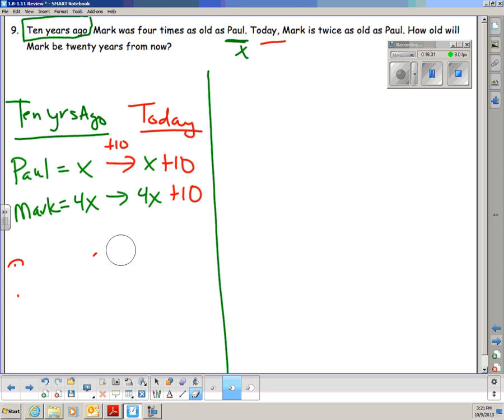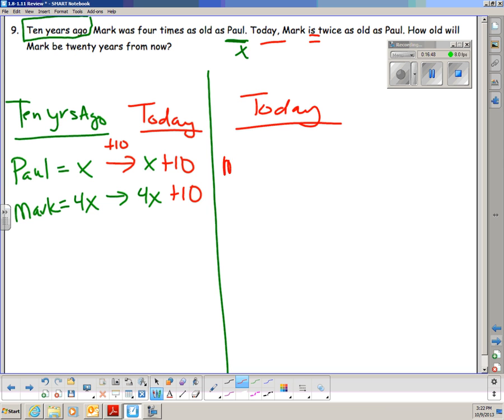Okay, I'm going to erase this because it was just an example. I'll show you how to do that. Now, today, we have expressions. It says Mark is twice as old as Paul. So when we write the equation, we're going to use today's stuff. So today, Mark is twice as old as Paul. Mark is equal sign twice as old as Paul.